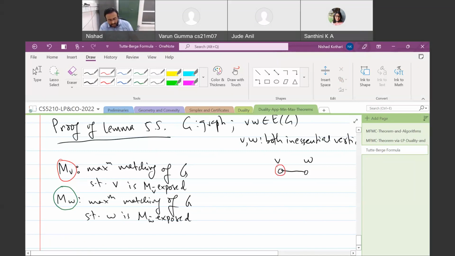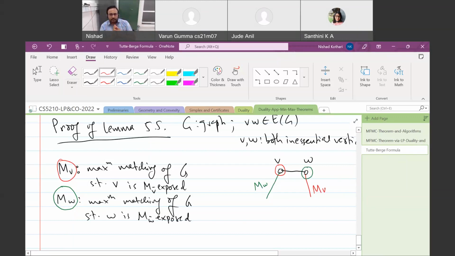Okay. However, observe that vertex W has to be matched by the red colored matching, because otherwise you could add the edge VW and get a bigger matching. So because V is MV exposed, W has to be matched by this matching somewhere. And by a symmetric argument, this is MW exposed, and this vertex has to be matched by some edge in MW. So this is an edge of MW, and this is an edge of MV. Okay, we've got two matchings.